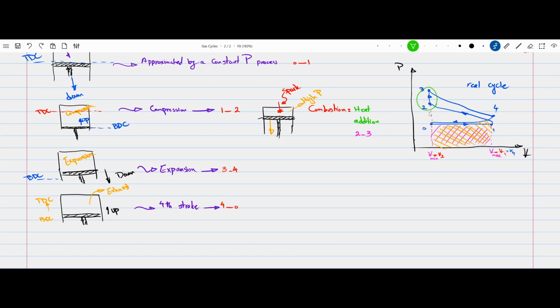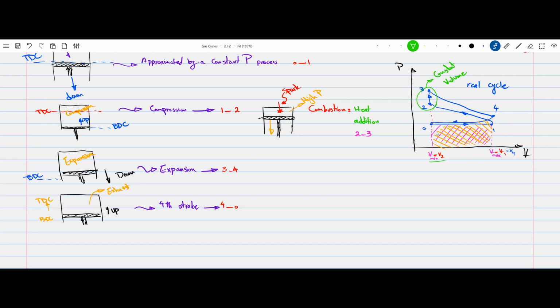Now, if we focus on the heat addition part, 2 to 3, you can clearly see that this heat addition is a constant volume process. If you track the volumes down, you see that the entire combustion happens when the piston is at TDC, which is the minimum volume of our system, as you can see down here. And so 2 to 3 is a constant volume process.